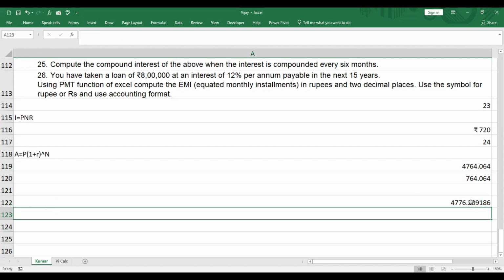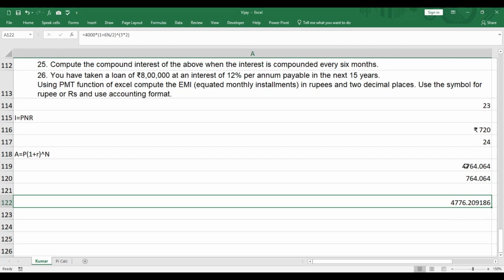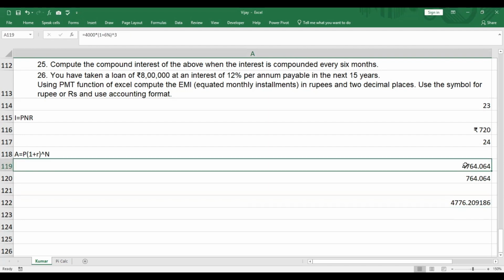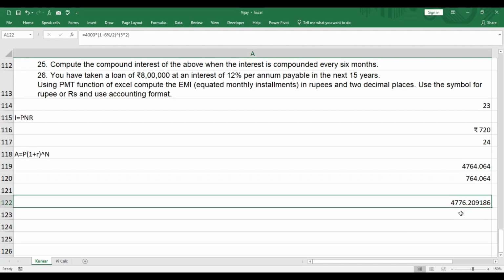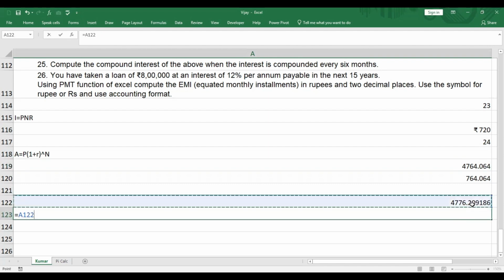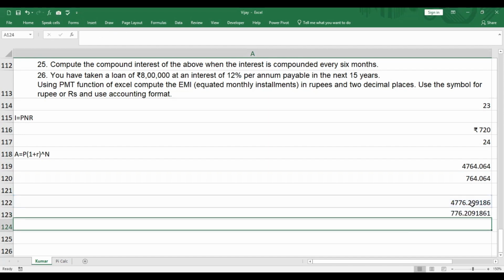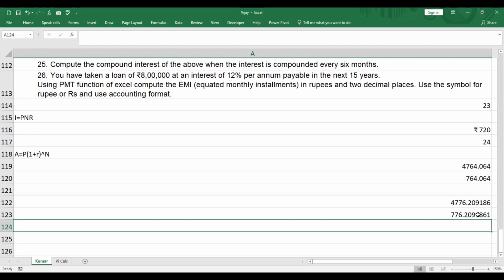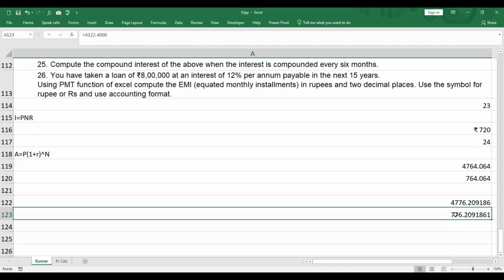So it'll get to 4,776. Earlier it was 4,764. By compounding every 6 months, there is an increase. So how much is the increase? It is the amount minus whatever capital we had kept, 776. A slight increase in the interest as you are compounding every 6 months.